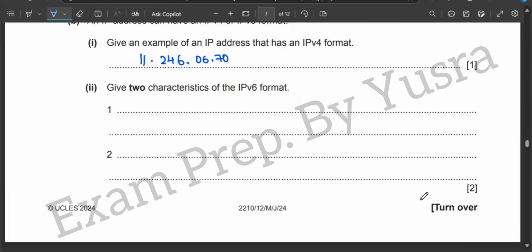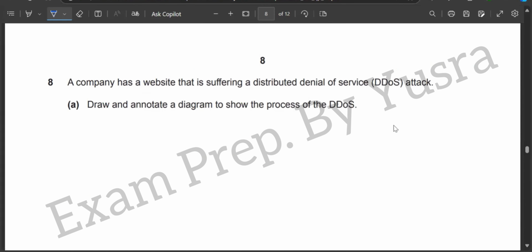Give 2 characteristics of the IPv6 format. So the IPv6 format uses 16 bytes and hexadecimal values are used. Let's move to the next question.